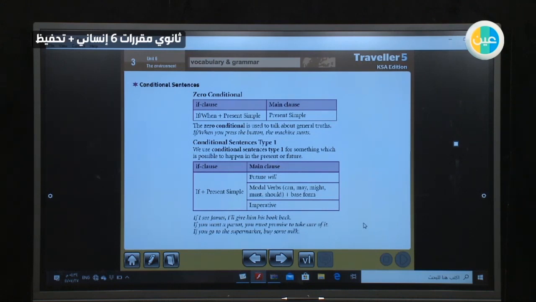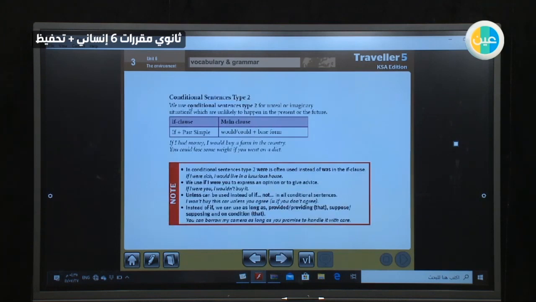A parrot, the bird, you know the bird. If you go to the supermarket, buy some milk. Here we are not expressing, as we said, a general truth or imaginary situation. It is imperative, when you are asking someone to do or not to do something.